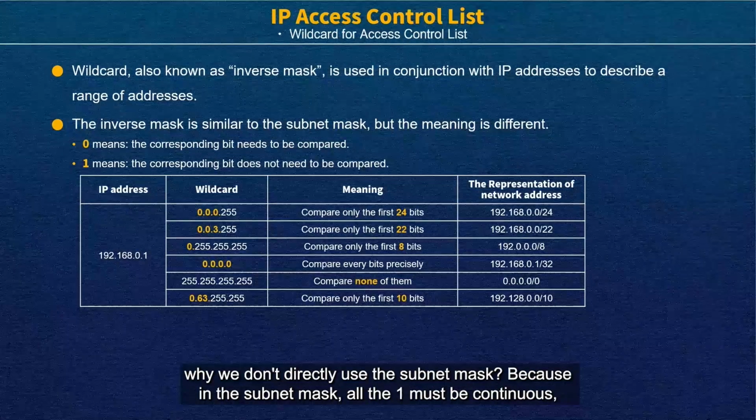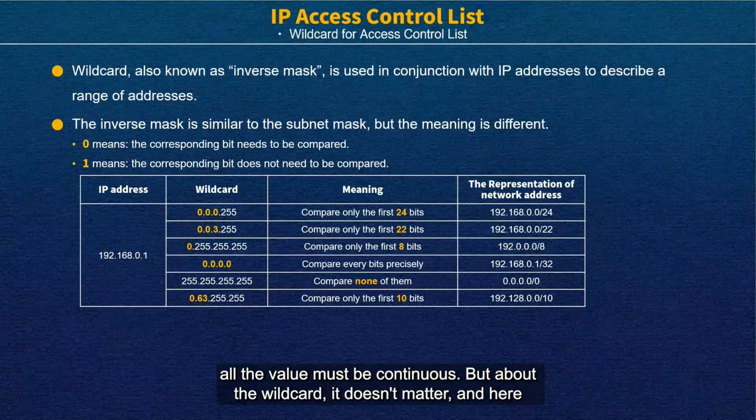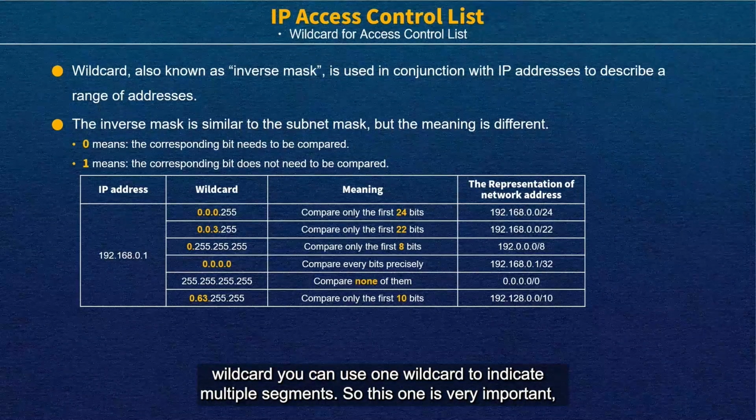And someone may ask why we don't directly use the subnet mask. Because in the subnet mask, all the 1s must be continuous. You cannot use a subnet mask like 1110111. You have to use 1s first and then start with 0s. All the values must be continuous. But about the wildcard, it doesn't matter. And here is an example that shows you can use a wildcard value like 0.0.2.255. If you use this wildcard, you can use one wildcard to indicate multiple segments.